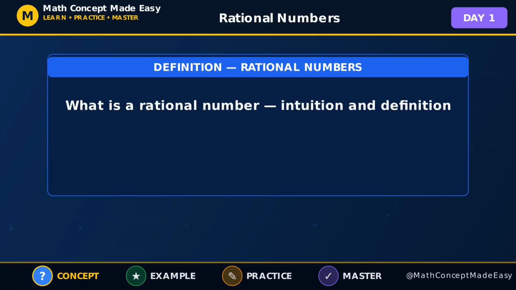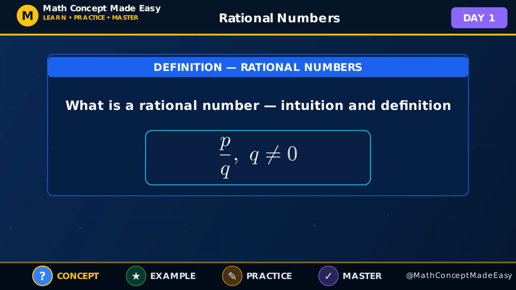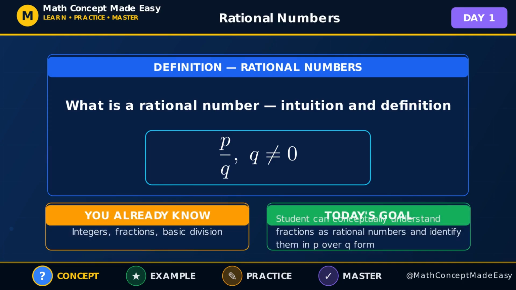Here is our focus for today: what is a rational number, intuition and definition. In symbols, we write it as P/Q, where Q cannot equal 0. Every word of that definition matters, so read it slowly. You already know integers, fractions, basic division. This definition simply builds on those familiar ideas.